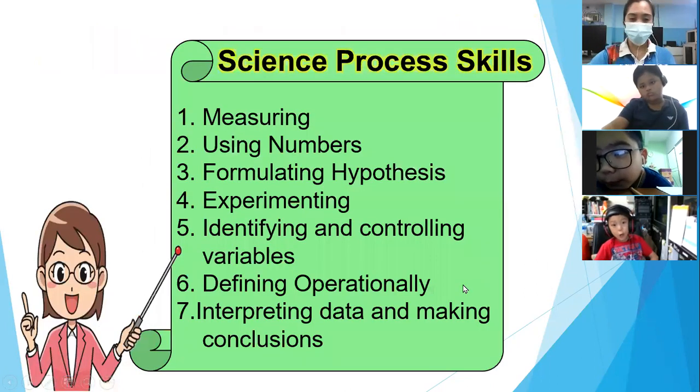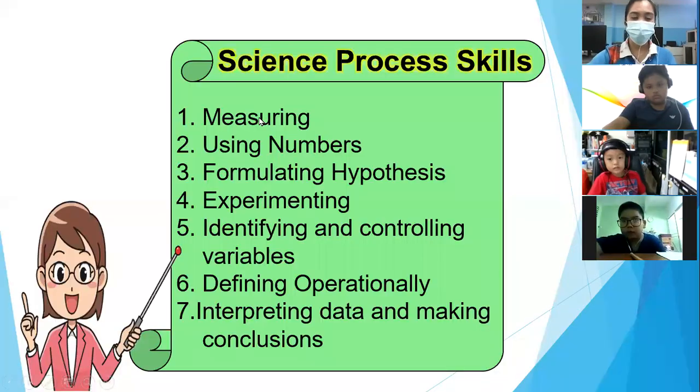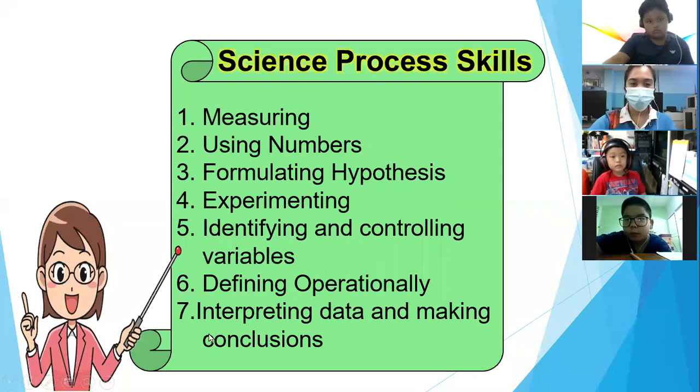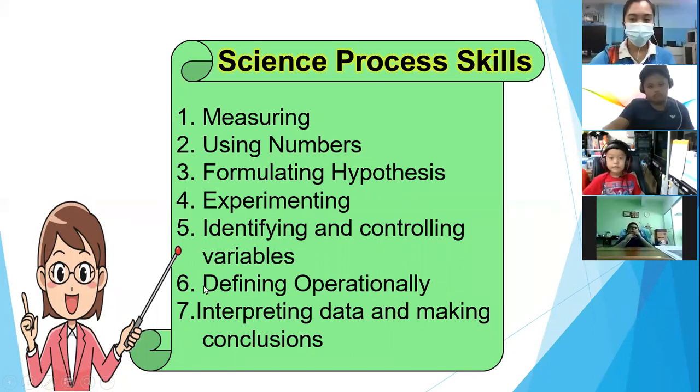Next, we have the science process skills. So we have number 1, measuring. Number 2, using numbers. Number 3, formulating hypotheses. Number 4, experimenting. Number 5, identifying and controlling variables. Number 6, defining operationally. And number 7, interpreting data and making conclusions.